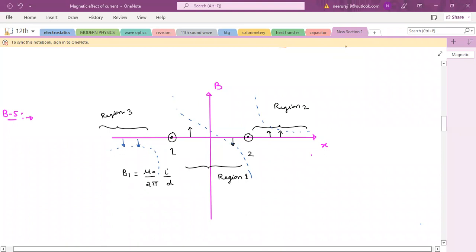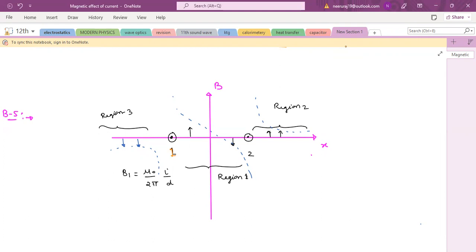Bacho, next is B5. In B5, again, Bacho, pause the video, solve it yourself, then after that you see the solution. In B5, they are saying there are two wires. This is wire number 1, this is wire number 2. In both the wires, current is coming outside, right? And they are asking for the graph of the magnetic field in this region.